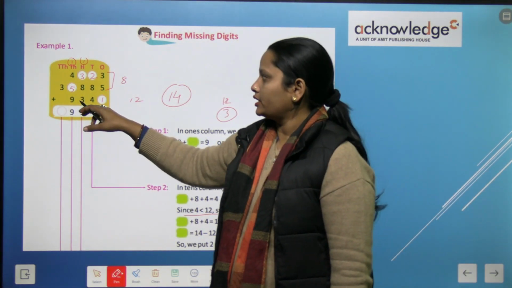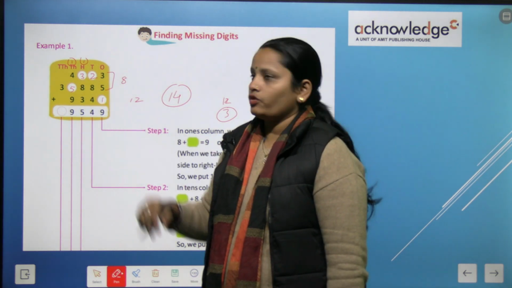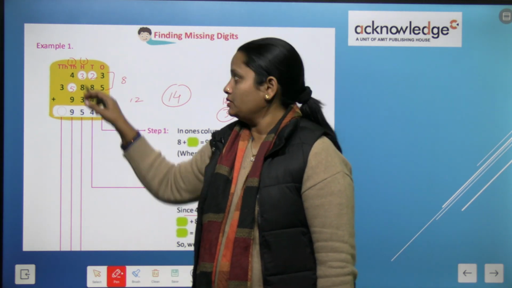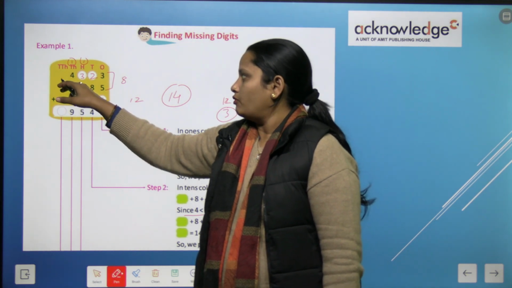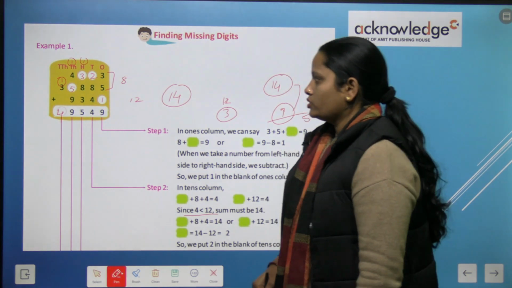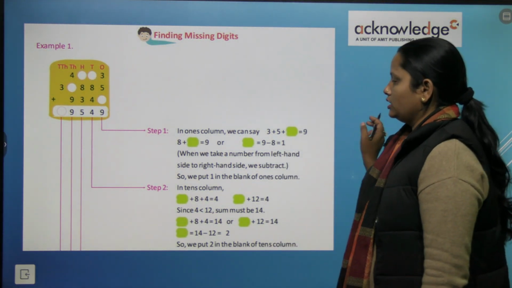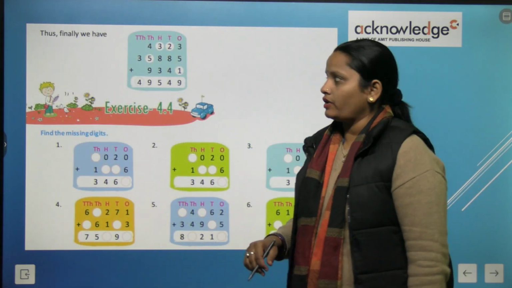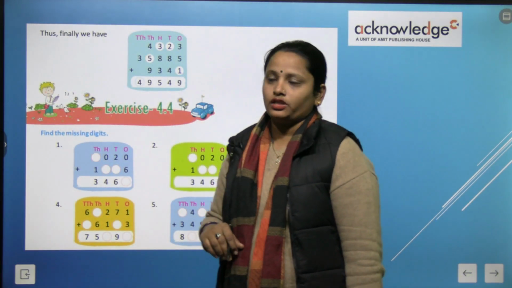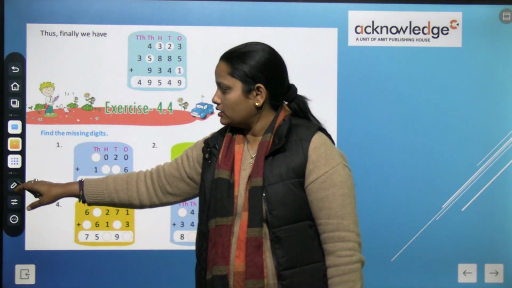अब हम टोटल करके देखते हैं. 5 plus 4 is 9. ओके, 5 plus 4 is 9 and 9 plus 9 is 18 plus 1 is 19. अब 1 कैरिड हो जाएगा. 3 plus 1 is 4. So here the answer is 49,549. So children, finally we can see 49,549 is our answer. Now let's do the exercise given here.